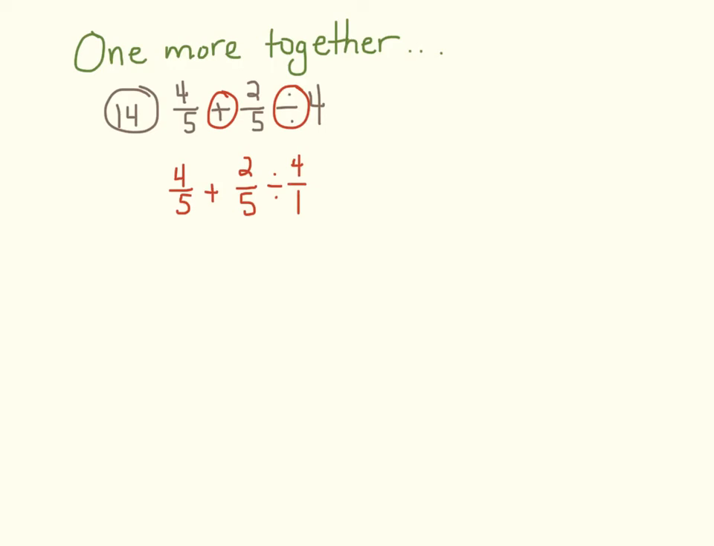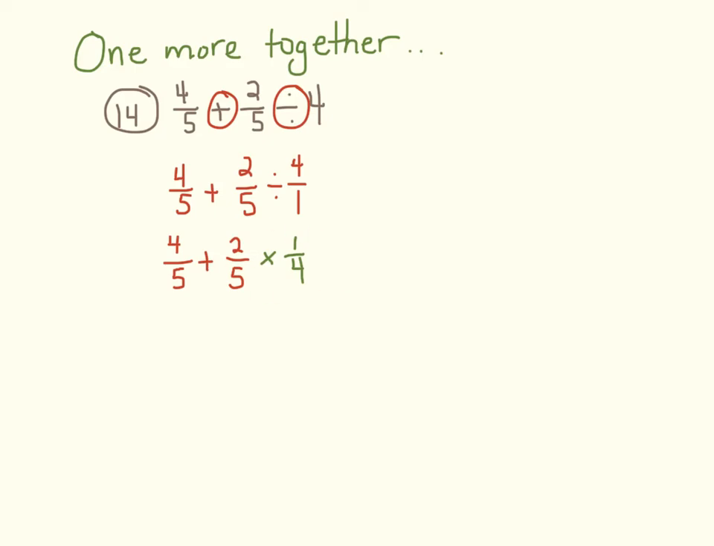And then we're going to keep going, and we're going to take a look at just the second part here, where the 2/5 is before the division, so it's going to stay the same, but we're going to flip that division to the multiplication sign and flip that 4 over 1 to the reciprocal, because that's the only way to divide by fractions, is to flip those two parts.